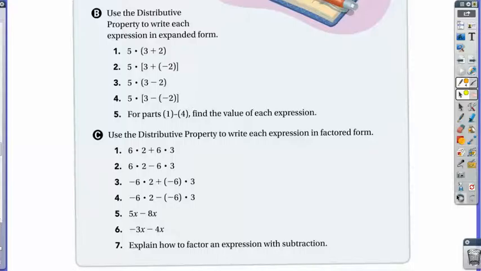All right, all eyes on the board. So for C3, the two numbers that are the same are -6 and the multiplication sign. So it would be -6 times parentheses 2 plus 3.